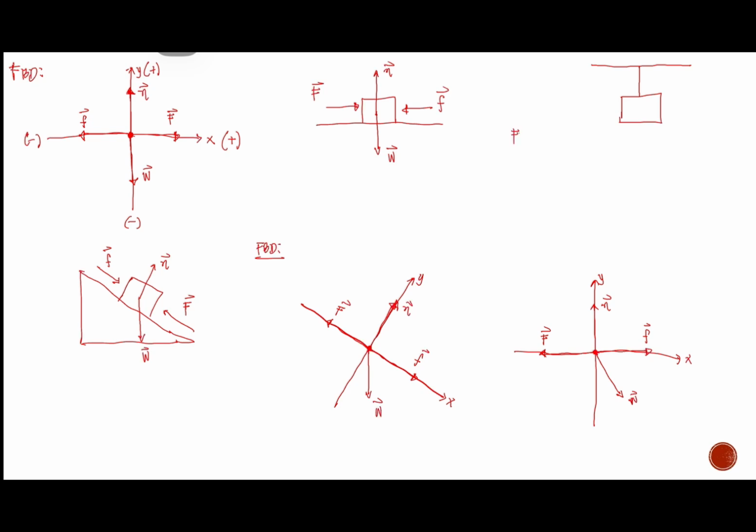So for the free body diagram for that, again, the first step is to draw a Cartesian plane. So this is our Cartesian plane. Okay. And then we will indicate the forces first. So the forces, again, we have four common types of forces. So we have the normal force, the friction force, the tension force, and the weight.